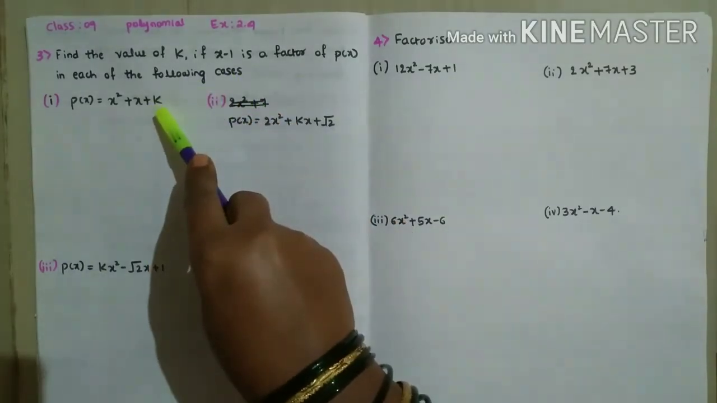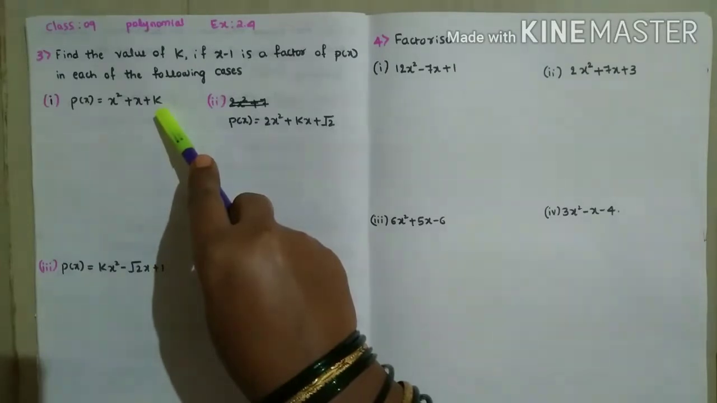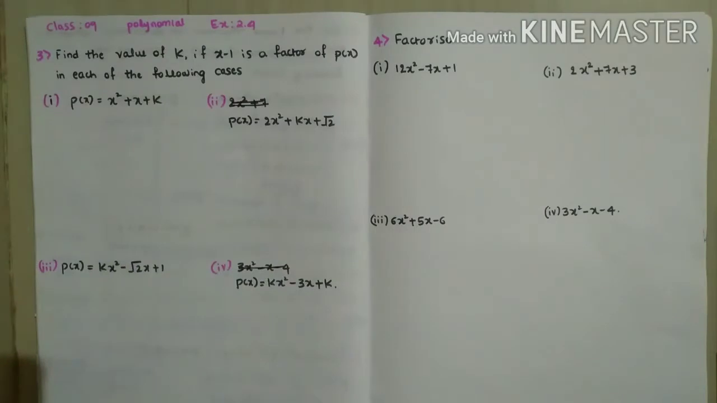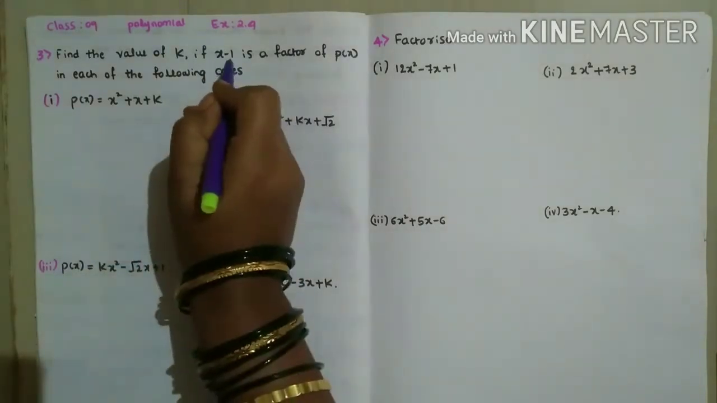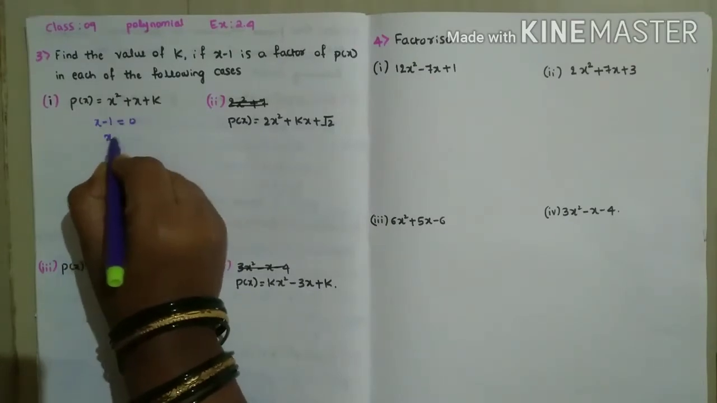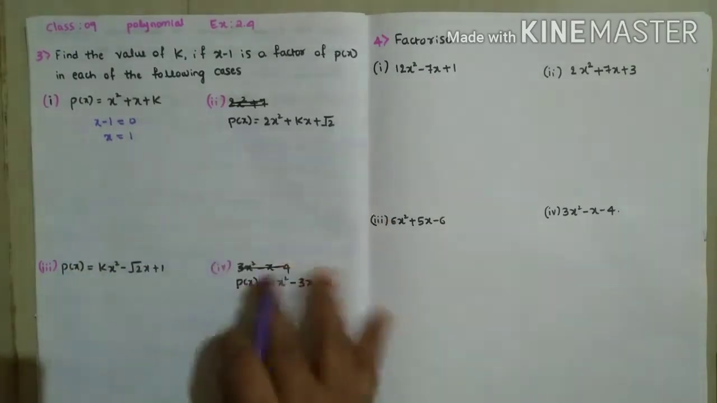They have given k instead of the constant there. We want to find that value here. So for that, this is a factor they have given. So we should set x minus 1 equal to 0, so x equal to 1 you should substitute in all these polynomials.